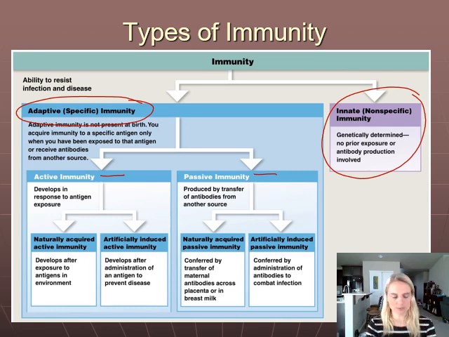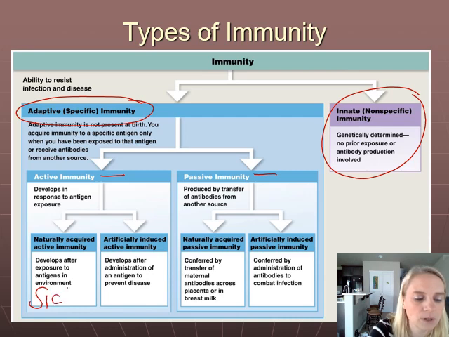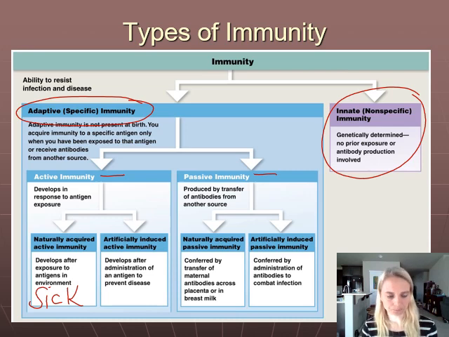Gross, I know, but sometimes it happens. So think of naturally acquired active immunity as when you get sick. You are being presented with this pathogen with its antigens. Your body recognizes it as foreign and produces an immune response. You get your T cells and your B cells producing antibodies. You are producing that immune response: naturally acquired active immunity.